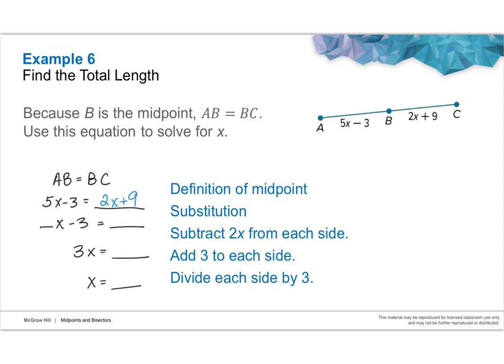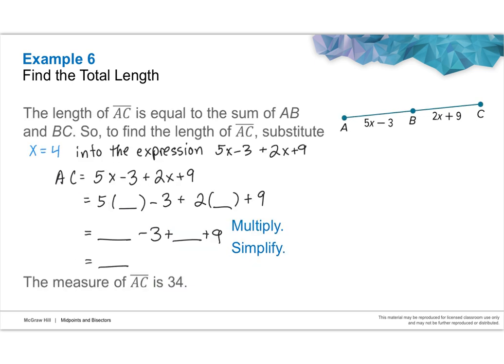If we go ahead and subtract 2x from each side, notice we will get 3x on the left-hand side, minus 3 is equal to 9. And adding 3 to each side, we get 3x is 12, or x is 4. Now to answer the full question, we're going to take the value we found, x equals 4, and substitute it into the expression for the full length of AC, which is the sum of AB and BC. So we can put that into the expression 5x minus 3 plus 2x plus 9.